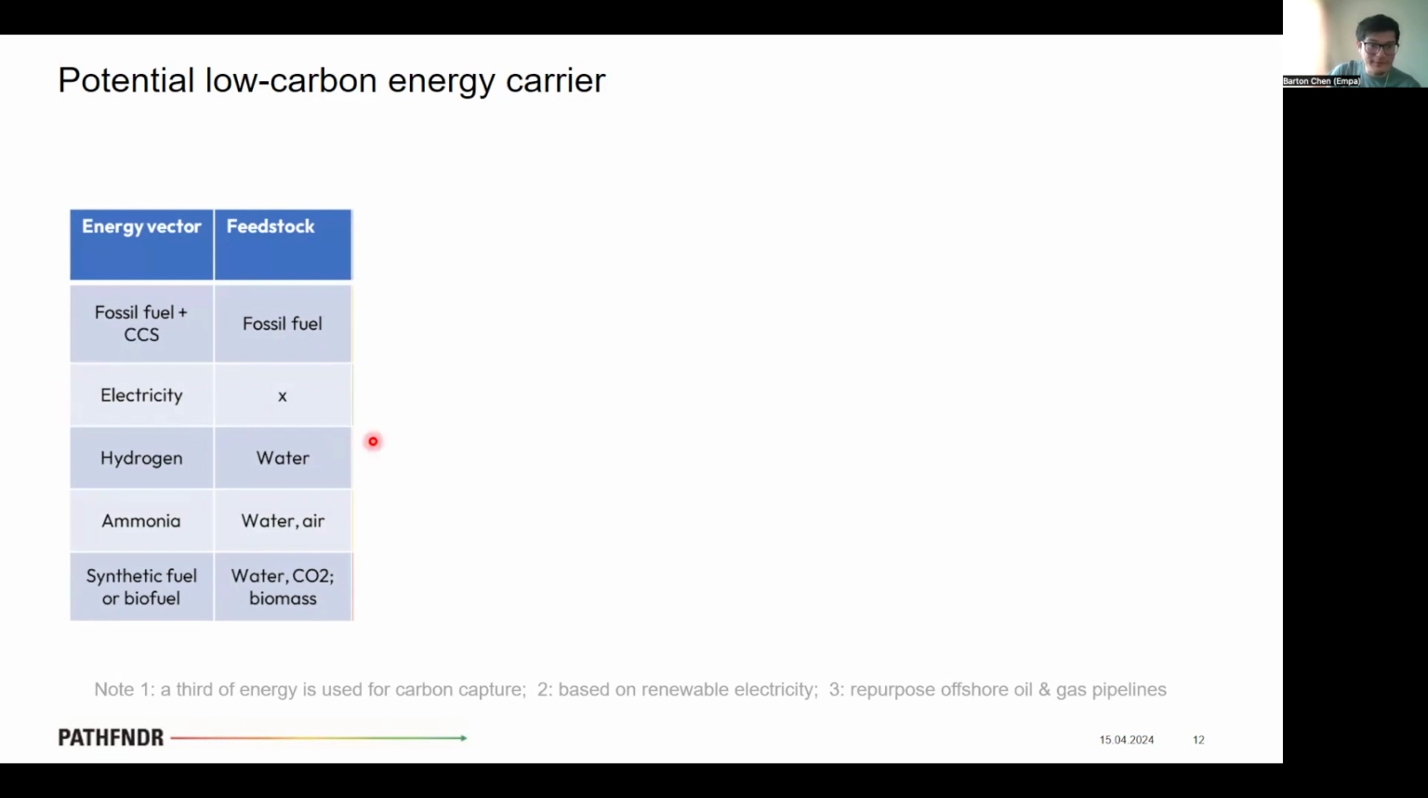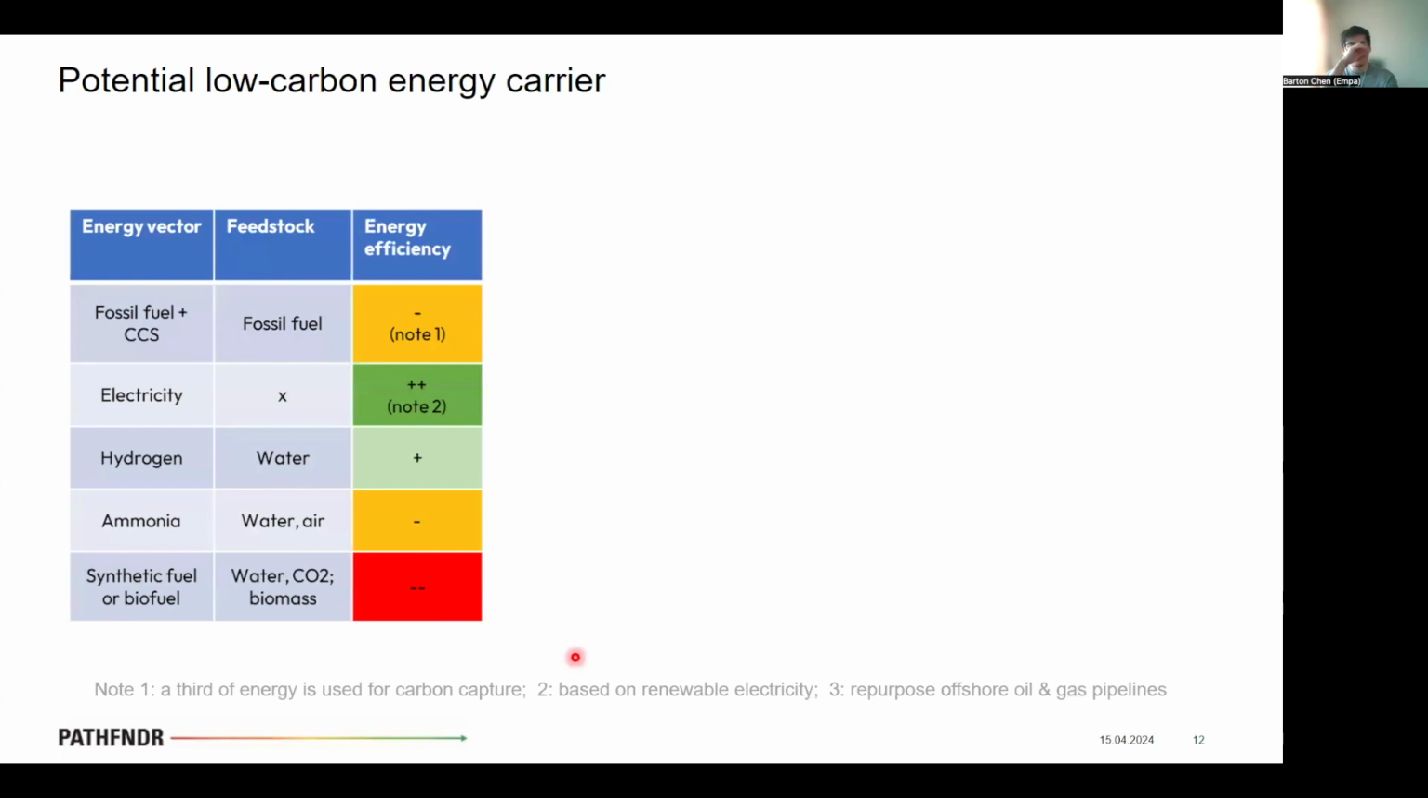The second one, the most typical one, is that we produce electricity. However, if you don't want to go for electricity, you can convert to hydrogen or even to ammonia or to different synthetic fuels. And the reason we choose those like ammonia and hydrogen is you just need some basic feedstock, like raw material, to produce this energy carrier, for example, water or air for the ammonia.